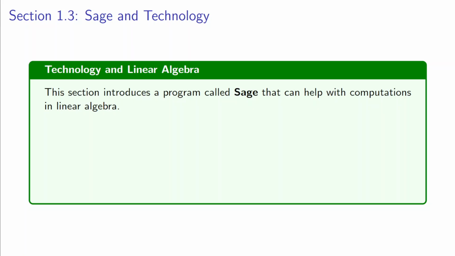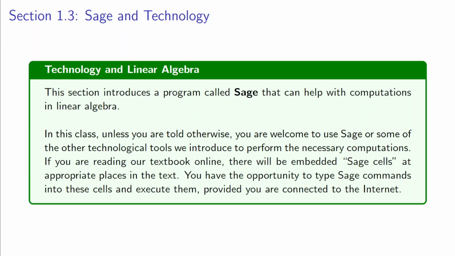Our book in section 1.3 goes into how we can use a program called Sage to help with computations. In this class, unless you are told otherwise, you will have to show the row reduction algorithm, all the steps by hand, sometimes on some homeworks and quizzes and exams. But for the most part, unless you're told otherwise, you're welcome to use Sage or some of the other technological tools we introduce to perform the necessary computations.